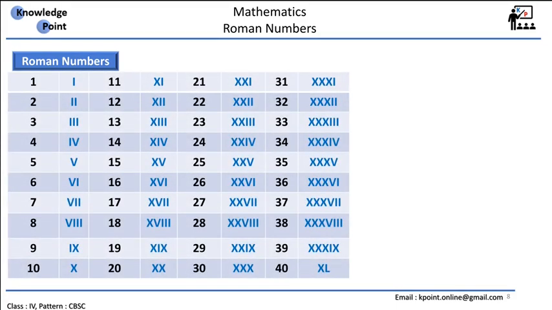Now on your screen you can see the Roman numbers written from 1 to 40. The very important thing is that once you are able to write the Roman numbers 1 to 10, then when you have to write 11 you can write it as 10 plus 1. So it will be X and after that we use the symbol I. If we want to write 12, then 10 plus 2, so we use the symbol for 2 again.